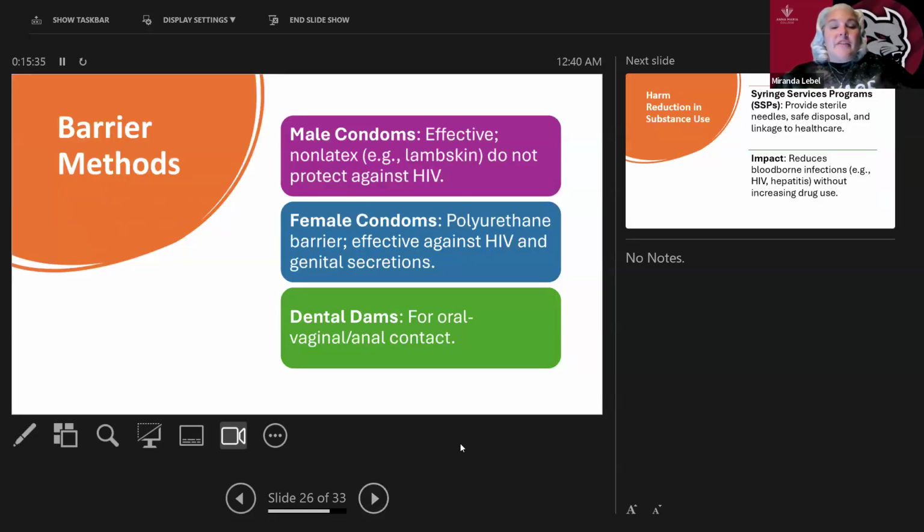And while we're talking about education for safe sex practices, we should discuss the barrier methods for our patients. So, male condoms are effective, but non-latex condoms do not protect against HIV. So, it's important to share that with your patients. And then for female condoms, polyurethane barrier, it's effective against HIV and genital secretions. So, female to female would help with that, or female to male, because genital secretions are also a body fluid. And then there's dental dams for oral, vaginal, and anal contact.